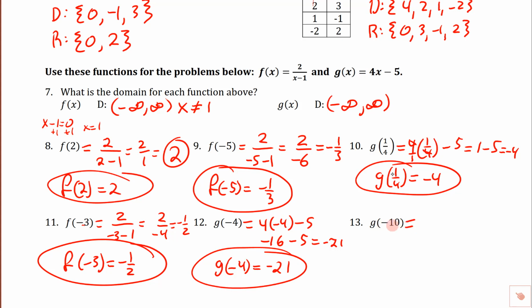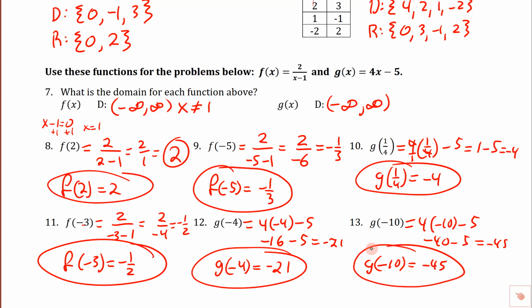So again, g of -10, we're going to plug in a -10 wherever there's an x. So this is 4 times -10. We've got that minus 5 there. That's going to be -40 minus 5, so we get -45. So g of -10 is -45. So we'll go ahead and circle that, and we're all set to go.